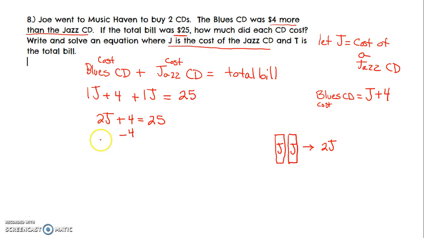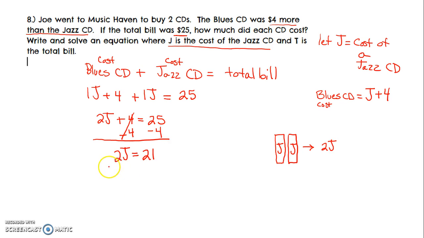So I'm going to subtract 4 on the left side of the equal sign to zero that out. And if I'm going to subtract 4 on the left side of my equal sign, I also must subtract 4 on the right side of my equal sign to keep the equality. So 4 minus 4, that zeroes right out. What am I left with on this side? I'm left with 2J equals 25 minus 4, which is 21.